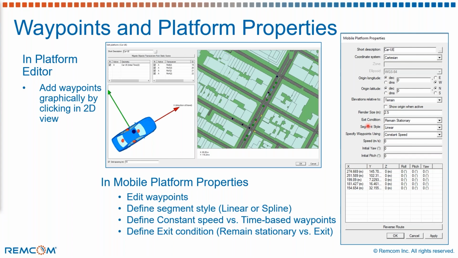You also have an option to define the exit condition, which has 2 options at the moment. The platform can remain in its place and just basically park and stay throughout the rest of the simulation. You might have multiple platforms moving, and one might just come and stop and stay where it is, or you might want it to just vanish. You might want it to just leave the scene, not be there anymore. So you have some options.